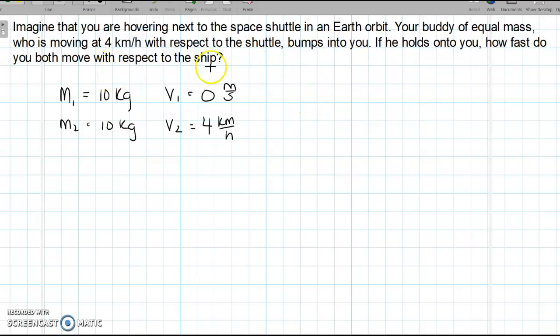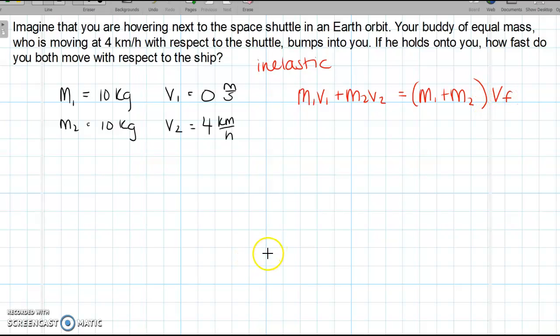If he is holding on to you, what type of collision is this? Well, it's inelastic. So if it's an inelastic collision, our equation is going to look like this: M1V1 plus M2V2. Then there's going to be a collision. Our masses are going to combine, and they're going to move away together with a certain amount of final velocity. So let's plug in our information and solve.